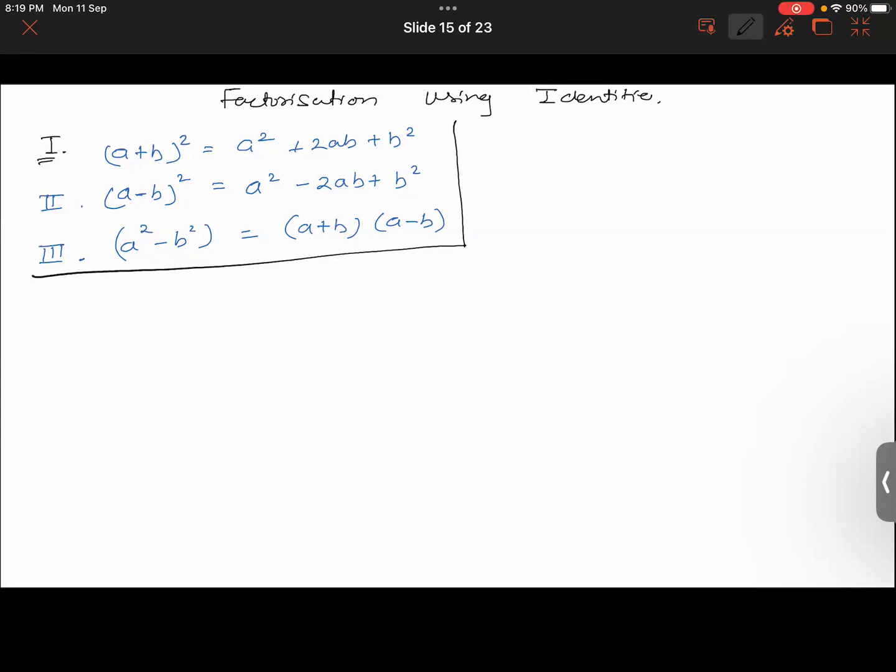For example, if you were to factorize, let's say, take an example here. Let's say you have a term 4y square plus 12yz plus 9z square. Try to factorize it. Then I will be telling you how you can use the identity method to solve this.